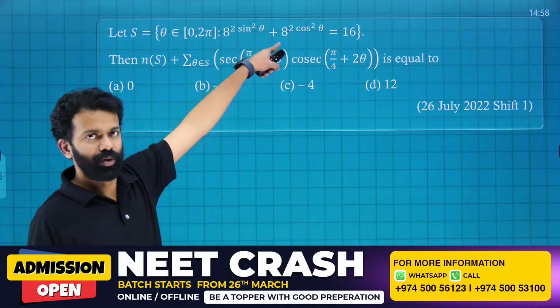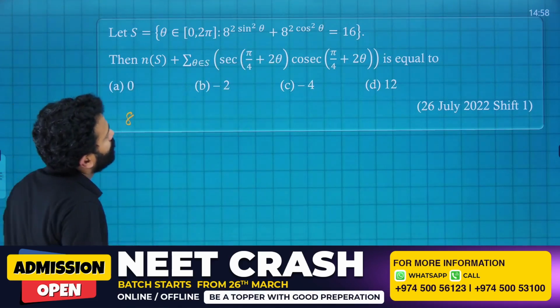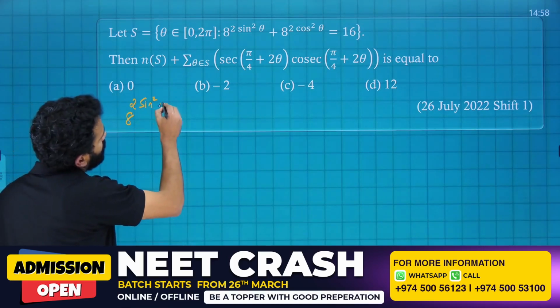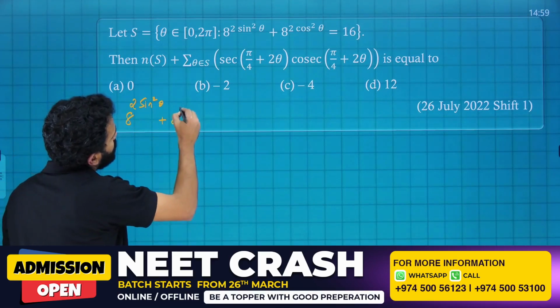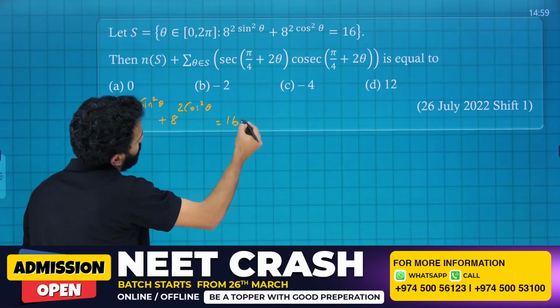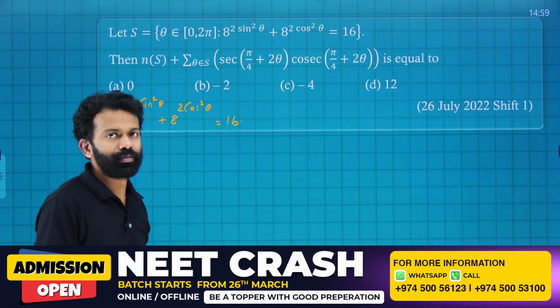For that, we need to solve this one. And how are we going to solve this one? That is 8 raised to 2 sine square theta plus 8 raised to 2 cos square theta is equal to 16. Okay, and how are you going to solve this one?